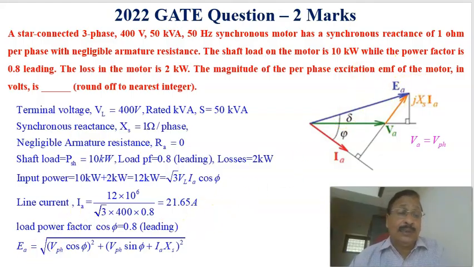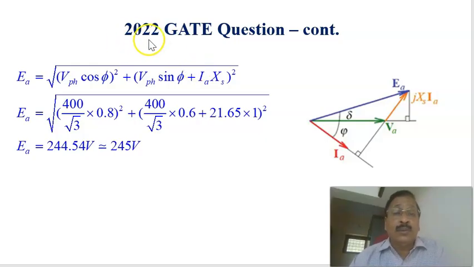Now continuing the same problem, the 2022 GATE question. EA is to be calculated, which is the vectorial sum of VA, or V phase, and jXS IA. Therefore, we get the component of VA along IA, squared, plus the component perpendicular to that, which is V phase sin phi plus IAXS, whole squared. That is EA squared, so EA is the square root of that.